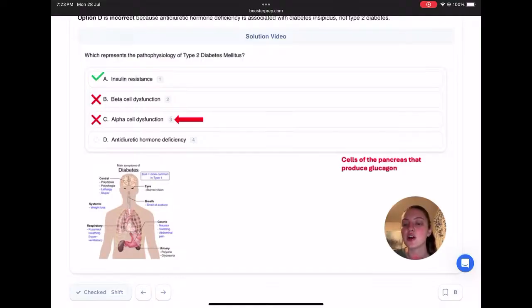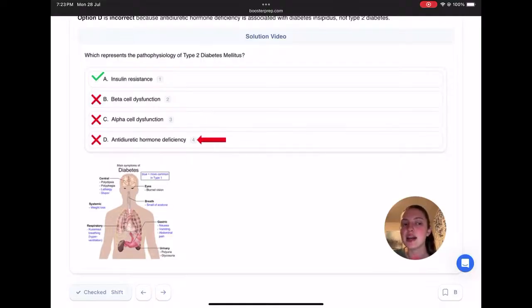Because the insulin levels are not controlled, the glucagon levels will not be well controlled either, and dysfunction will begin to occur in the alpha cells. So because this is a later development seen in type 2 diabetics, and because it's definitely not the cause of the condition, we knew that this answer choice was incorrect.